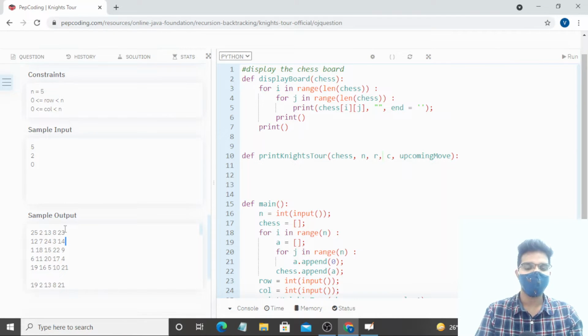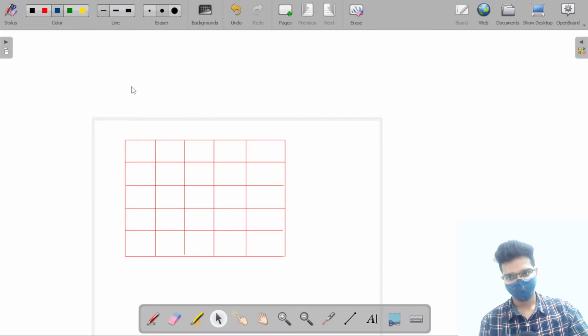And upcoming move: every time your knight takes a move, you're going to update your upcoming move. And whenever your knight has taken all the moves, gone to all the cells of the chessboard exactly once, you're going to display the chessboard using the display function that is provided to us. So that's our question. Let's understand it better.